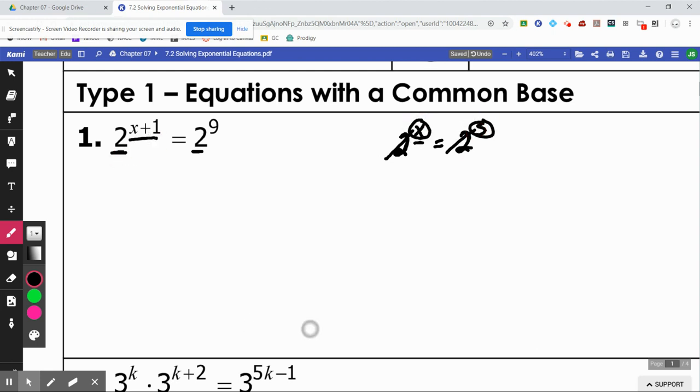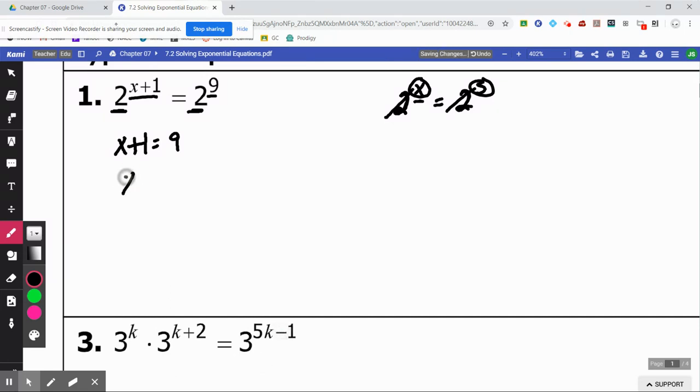2 to this power equals 2 to this power. So therefore the powers, the only way that this can be true is if the powers are the same. Solve that and you get x is 8 and you're done. Plug that 8 in, you get 2 to the 9th equals 2 to the 9th.